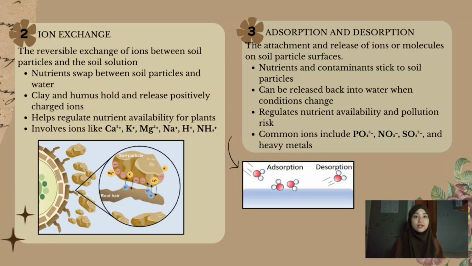For instance, phosphate often adsorbs tightly onto iron or aluminium oxides, limiting its movement but also its immediate availability to plants. On the other hand, desorption can release these nutrients back into the solution under certain conditions. Together, these processes control nutrient availability, pollutant mobility, and soil buffering capacity.